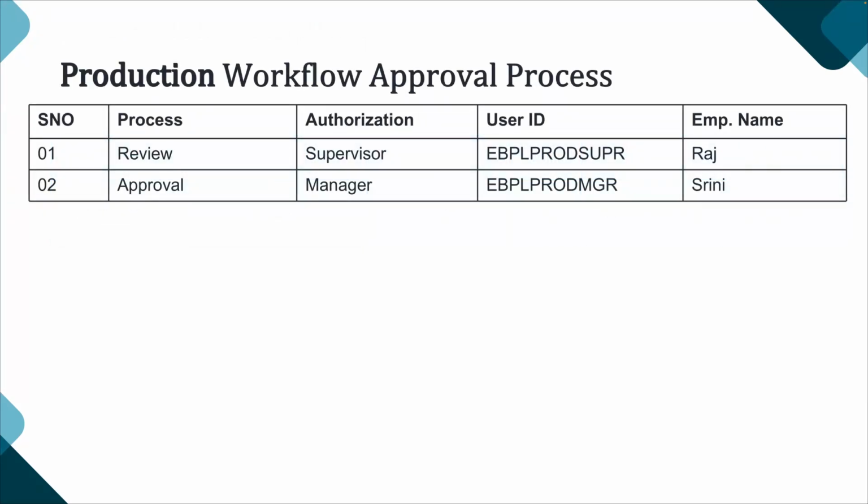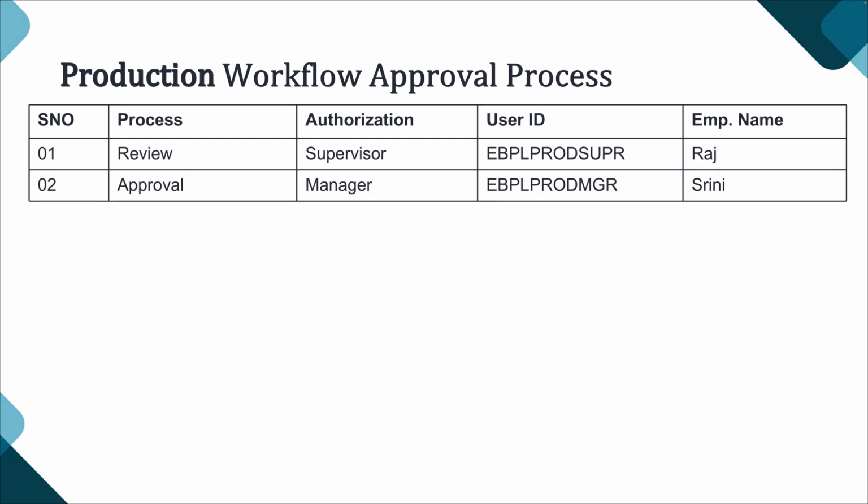And this slide consists of your production workflow approval process, where there are two processes. One is reviewing the document, another is approving the document. So consider a scenario here where our production supervisor, named Raj, will be reviewing the document which was sent by the user. The corresponding document will then get forwarded to our manager, named Srini, who will be approving it. And so this is how the flow would be.